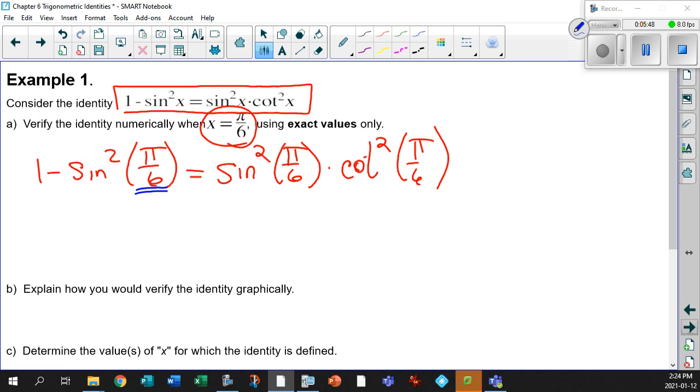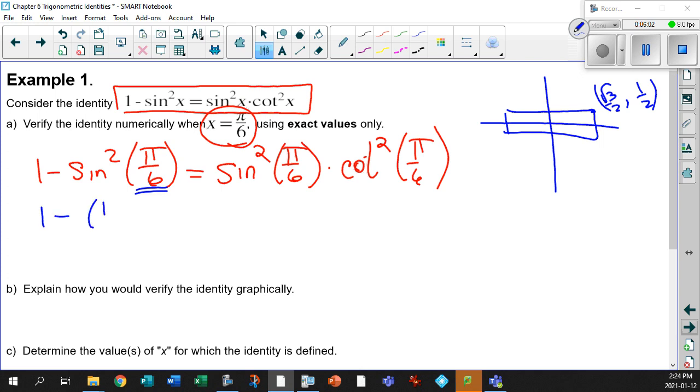What is pi over 6? What is the sine of pi over 6? So pi over 6 is this guy. The sine of pi over 6, this is root 3 over 2. This is 1/2. So the sine of pi over 6 is 1/2. So this is 1 minus a half squared. Oh, that wasn't so different. This equals... oh yeah, you guessed it. Think about it. Sine squared again. So this is going to be, guess what? 1/2 squared again. But this time you're going to multiply it by cotangent.